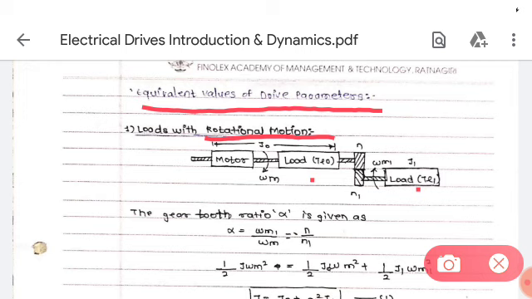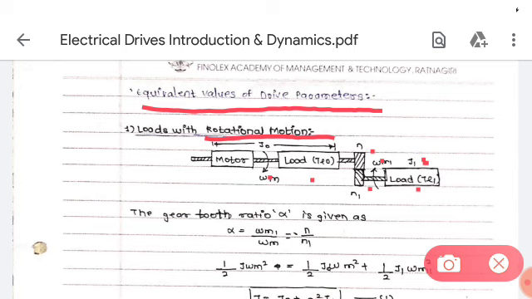Load 0 is directly coupled to the motor shaft. So J0 is the inertia of this combined system, and omega m is the speed by which this motor shaft is running. Then this is gear, so n is tooth ratio of one gear and n1 is tooth ratio of another gear. Then this is the direction of rotation and speed of the other load. This other load is having load torque TL1 and inertia J1.